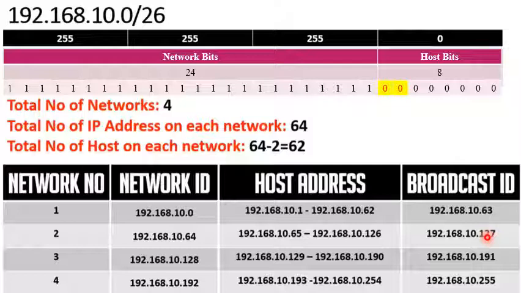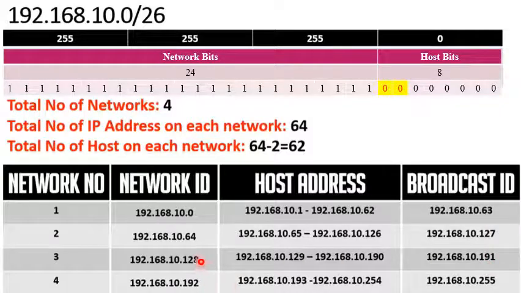So the number of networks is 4. The number of host addresses is what? 64. Then you have to add 64 to the starting address of the network ID and the starting address of the broadcast ID, and you will get the next address. If you add 64, you will get the third address, 128. If you add 64 plus 127, you will get the end address, the broadcast ID.